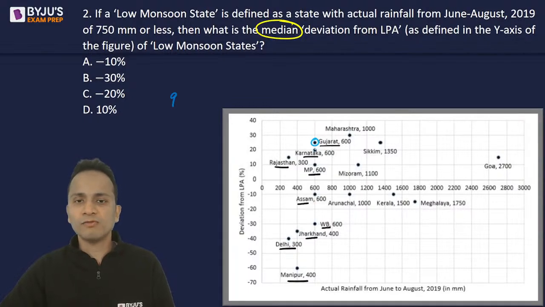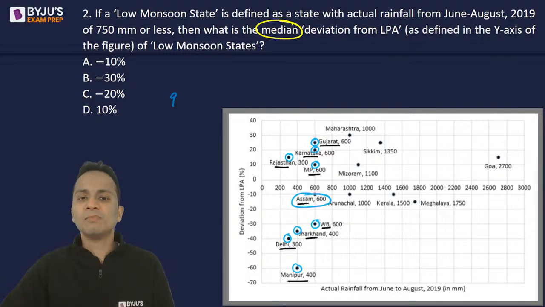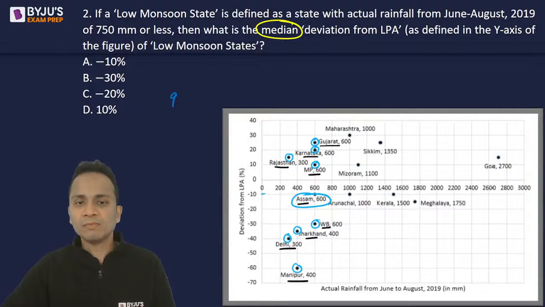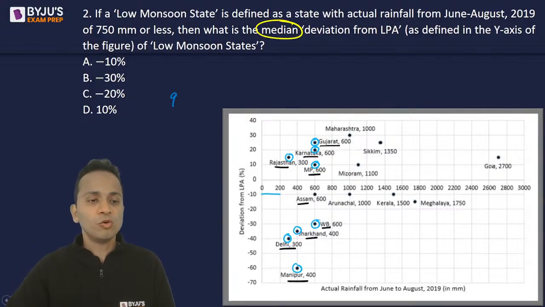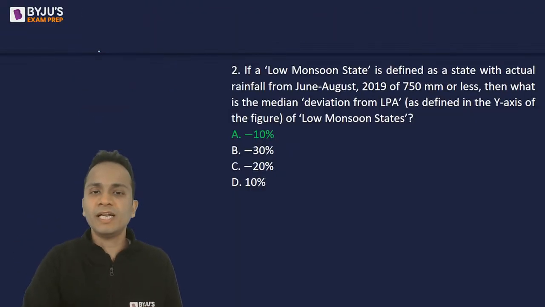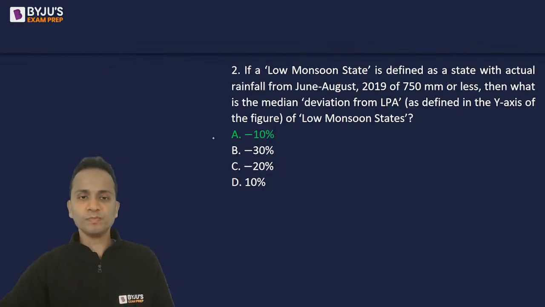So I'll leave Gujarat, which is at the top, then Karnataka, Rajasthan and MP. I will leave these 4 from the top, and Manipur, Delhi, Jharkhand, and West Bengal from the bottom. Now I'm left with Assam. So Assam will be the state having the median deviation from LPA. Assam's deviation from LPA is 10 with a negative sign. So my answer will be minus 10. So minus 10, that is option A, will be the correct answer of question number 2.